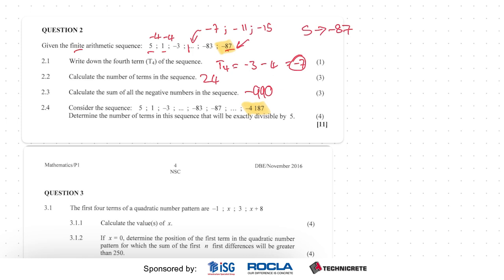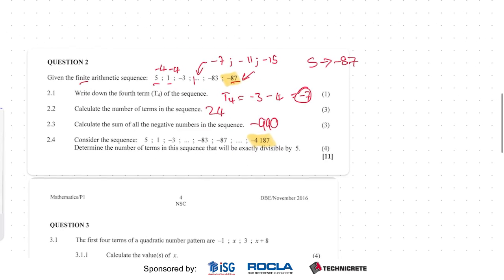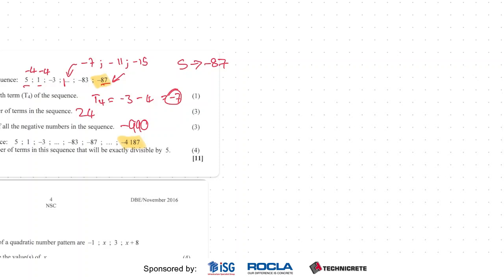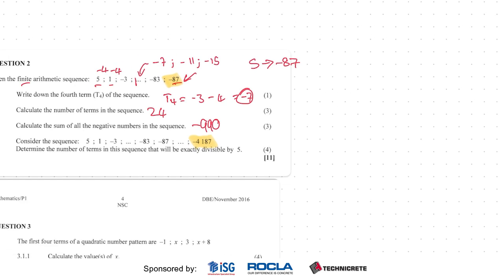So there are definitely a lot of ways one can approach this. Maybe we'll look at one or two different ways, or we'll just look at one way. It is worth 4 marks, so a bit of a tough question. But let's think about this. So we have 5, 1, negative 3, negative 83, negative 87, negative 4187.